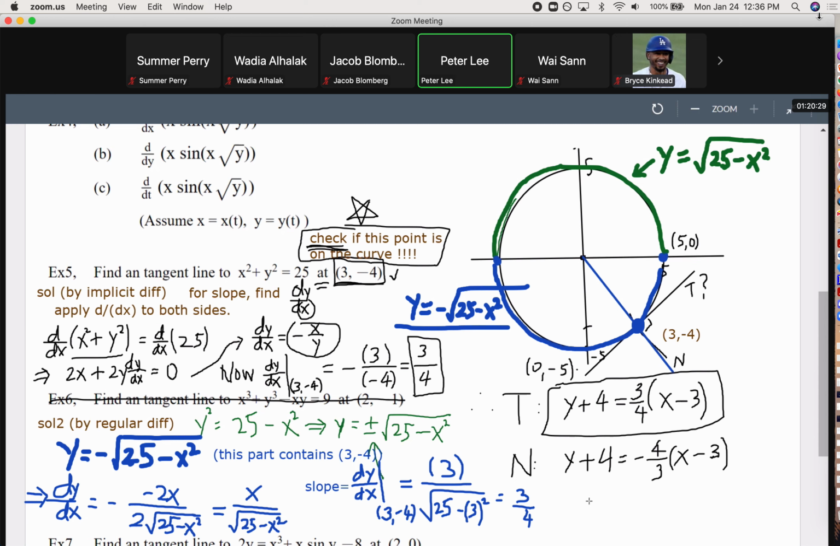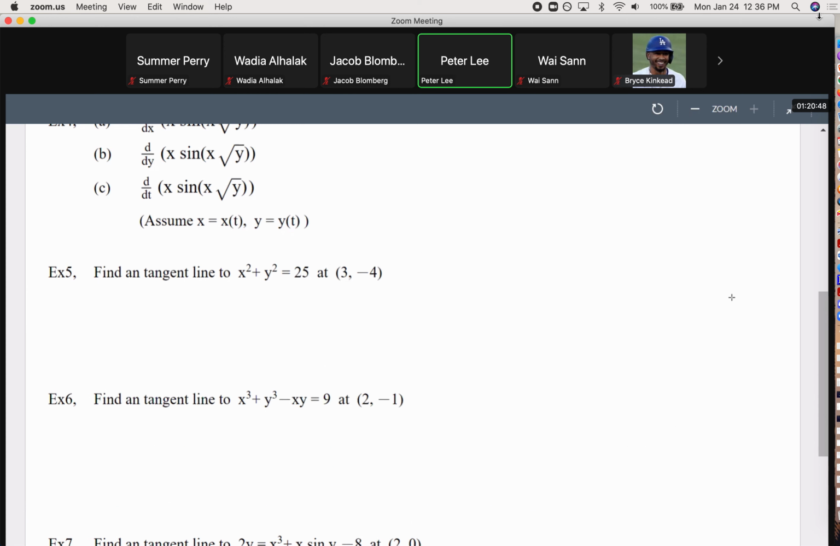All right, any questions here? Any questions on example 5? Sorry, not 6, this is only example 5. Any questions here? Okay, let me save this, and now let me clear this. Now let's move on to example 6.